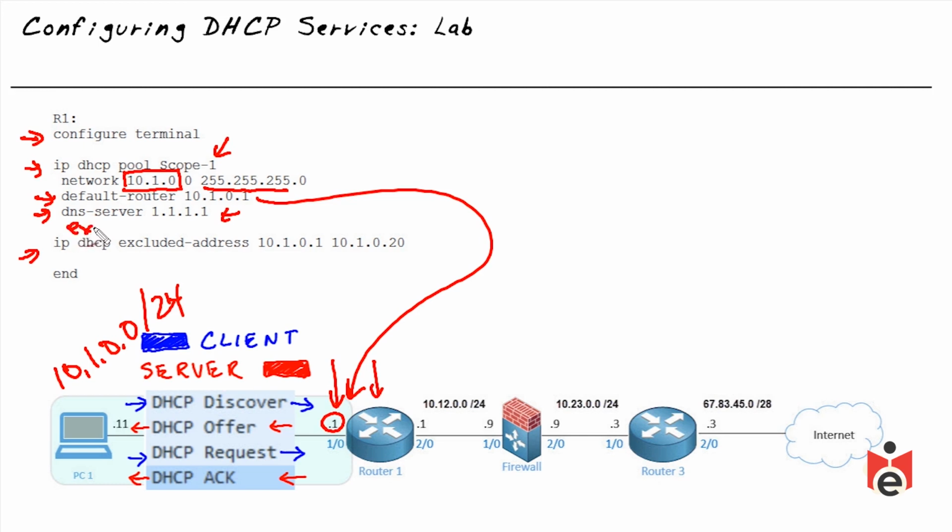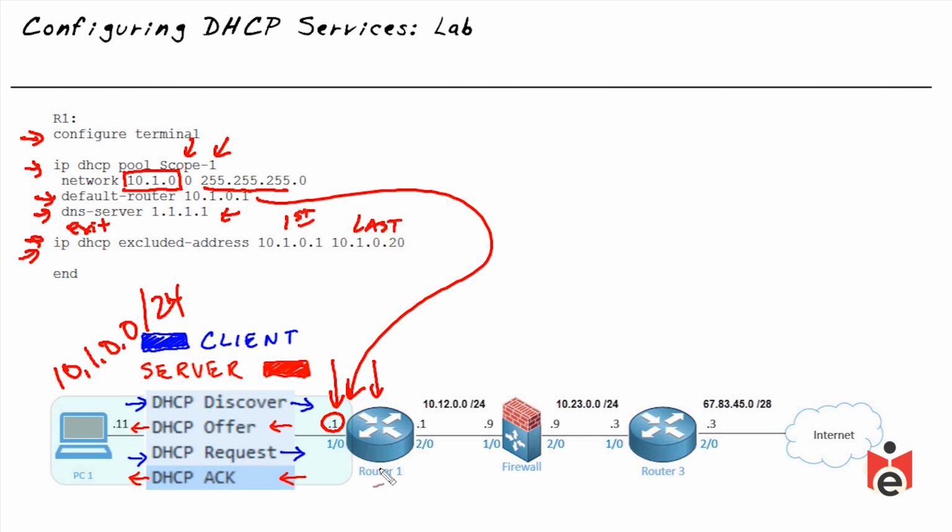We could type exit right here, and that would remove us from the pool configuration mode back to global config, or we could just type in this command and that would automatically step us back to global config, so that command would work. Either way will work great. So the syntax for the exclusion is ip dhcp excluded-address, space, and then the first IP address in the range that we want to exclude, and then the last.